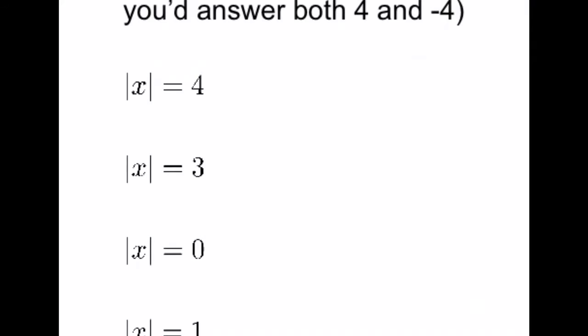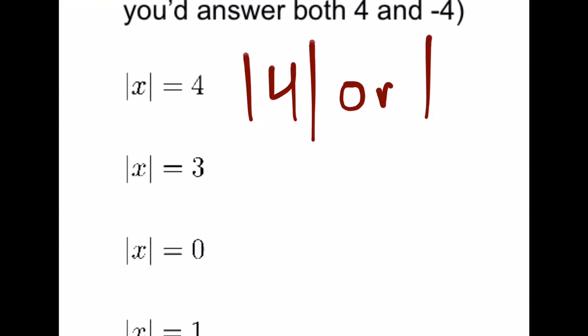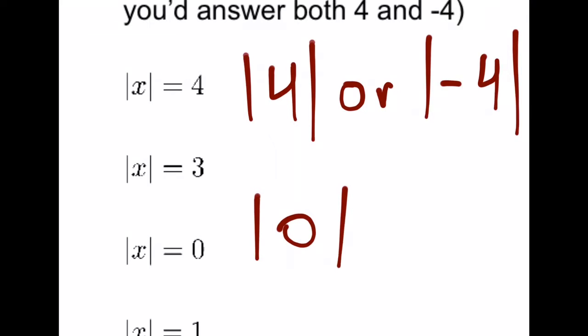This next section is a little bit different conceptually. We are wondering the absolute value of what possible numbers will give us 4. So if we take the absolute value of a positive 4, we get 4, or the absolute value of a negative 4 will give us 4. Not every single one is going to have two answers. For example, for the absolute value of 0, the only possible answer is 0.